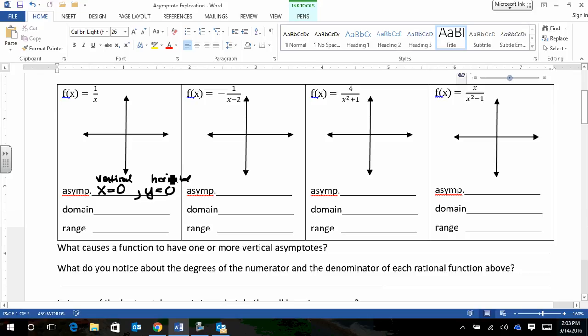I am though, because I think it might help you remember them. It's kind of weird because our x-axis is normally horizontal, but a vertical asymptote is the line x equals 0. Okay? So 1 over 1 up.